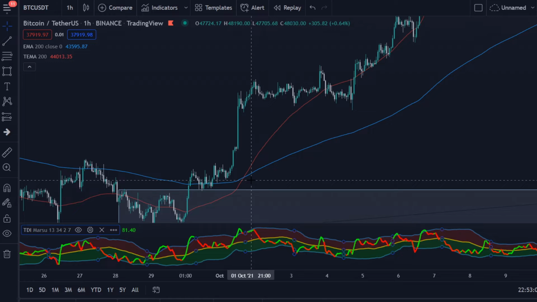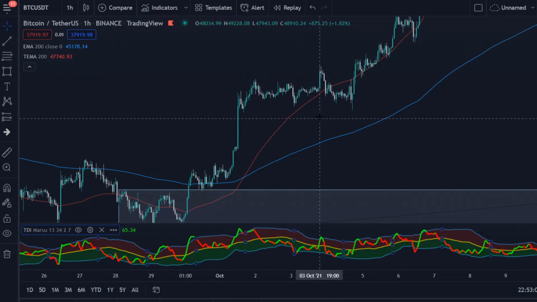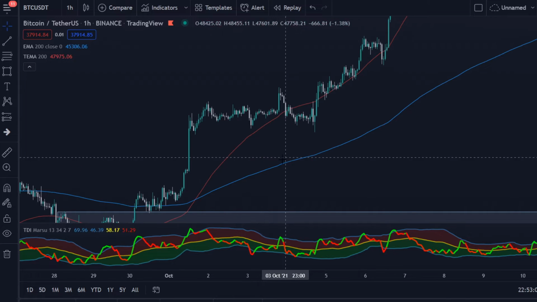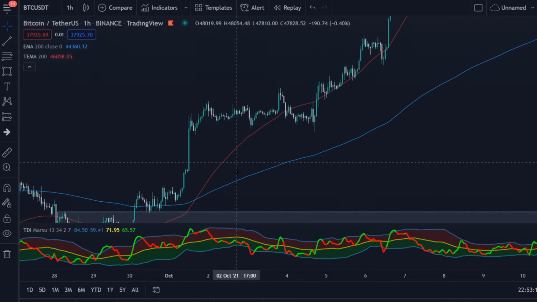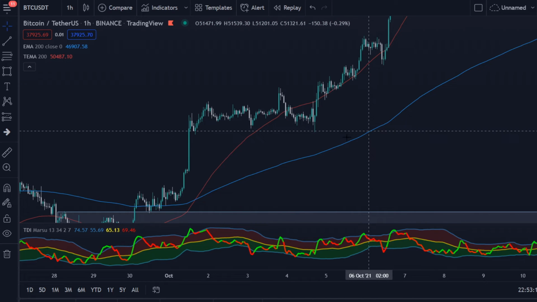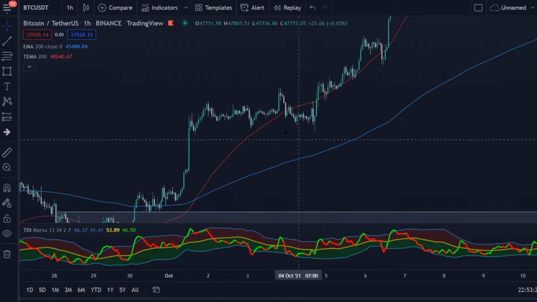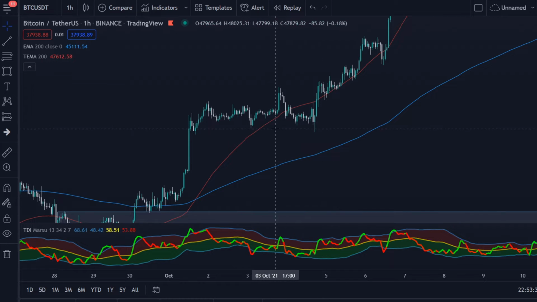Alright, let me go over the trading strategy instructions. For a buy trade, we need the price to be above the 200 exponential moving average, which is this blue line. And as you can see, the price is above the 200 exponential moving average. Then we need to wait for the price to drop below this red line, which is the TEMA. And as soon as that happens, we will be watching the TDI.